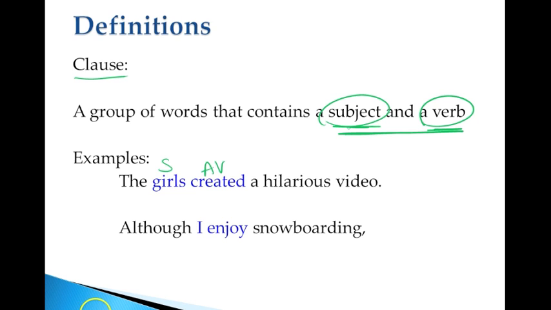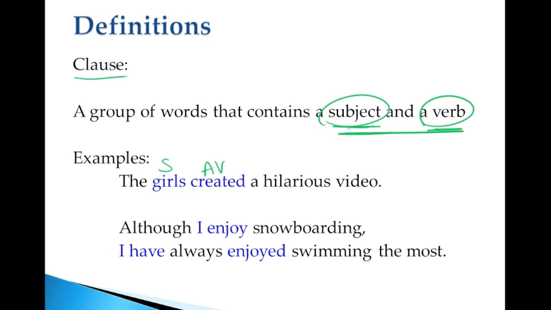Although I enjoy snowboarding, I have always enjoyed swimming the most. You can see I have a subject and verb here, and I have another subject and a verb phrase: helping verb, action verb. In this sentence, I actually have two subjects and verbs, which means I have two clauses. There are two pairs of subjects and verbs.